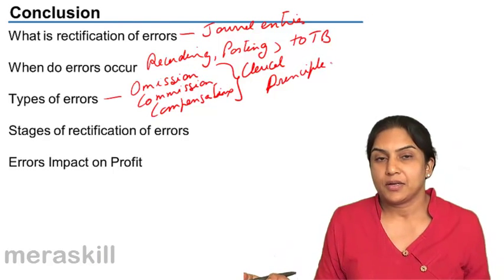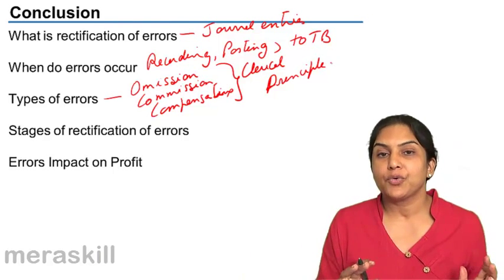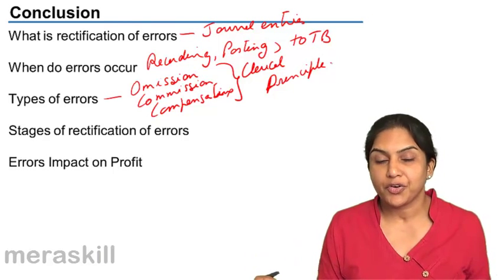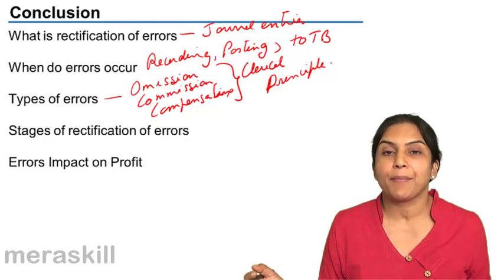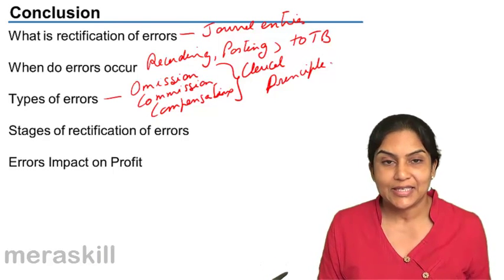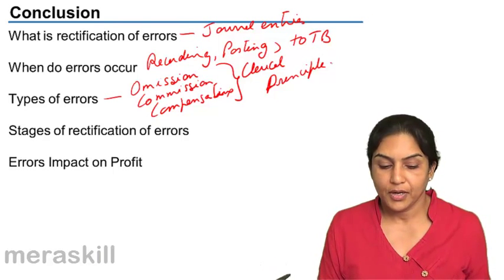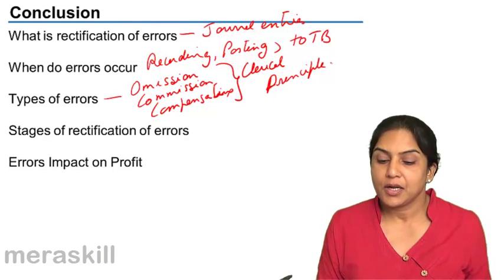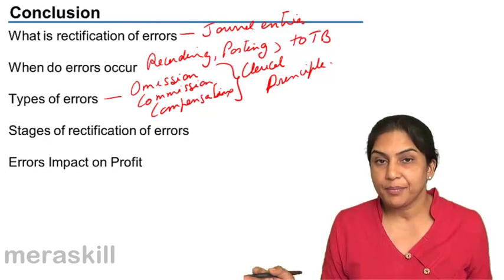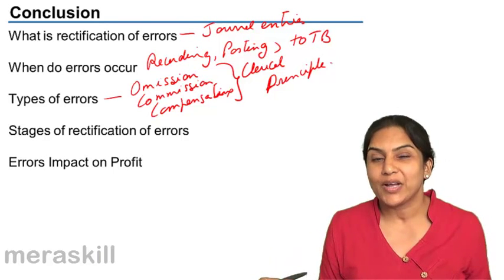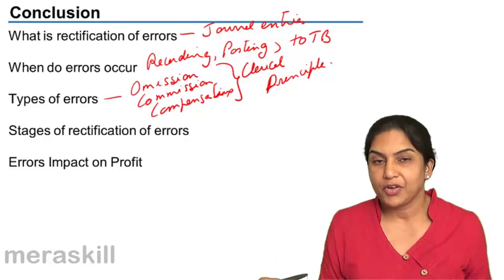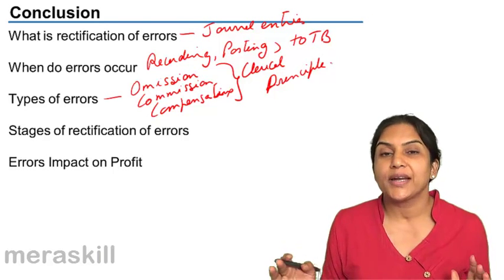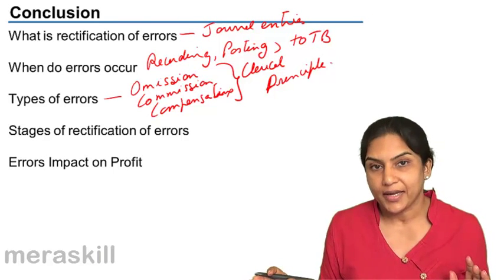Error of principle, where instead of a capital expenditure, if we record it as a revenue expenditure, a capital receipt as a revenue receipt, etc. These errors may be two-sided or maybe one-sided errors. If they are one-sided errors, the trial balance will not agree. Two-sided errors, the trial balance would agree.